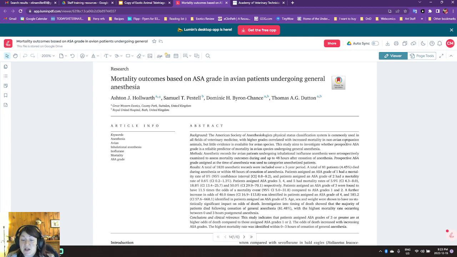So this study looking at mortality based on ASA grade in birds, no one's really done a really good study on this before, looking at data on whether a higher ASA score correlates to these animals unfortunately having death as a complication from these procedures or immediately after a surgical procedure.